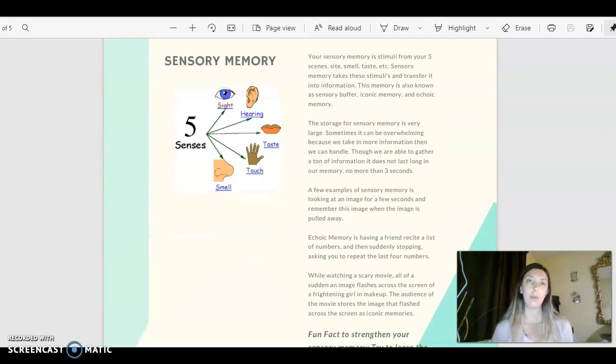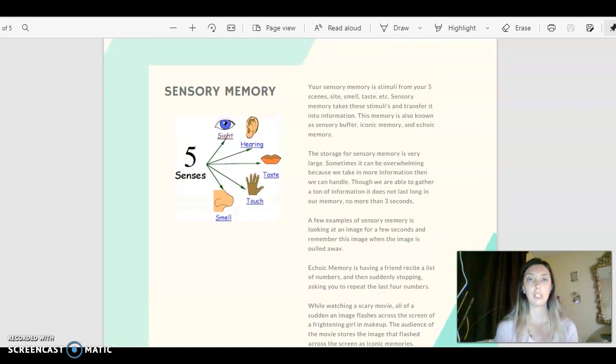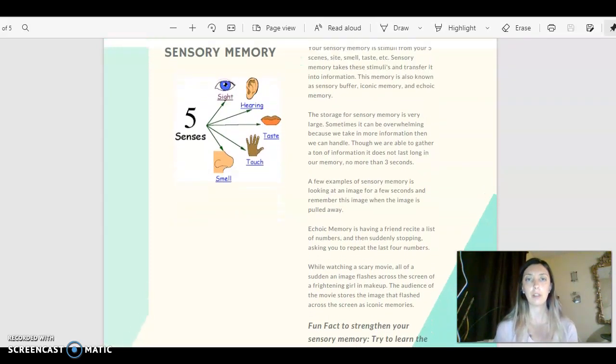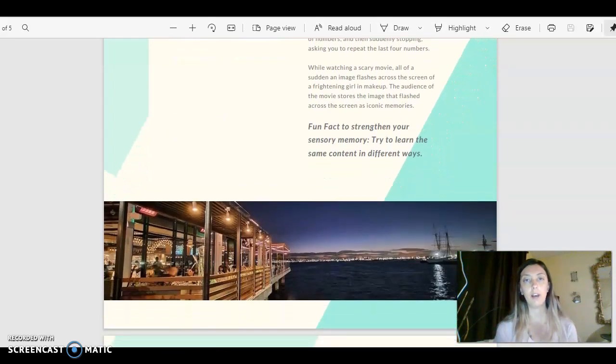So this next page is going to be about sensory memory. I put this picture here because this memory is stimulated by our five senses: sight, hearing, taste, touch, and smell. I laid out a couple paragraphs about sensory memory. And then I also included a fun fact to strengthen your sensory memory. Here you'll see it says try to learn the same content in different ways.